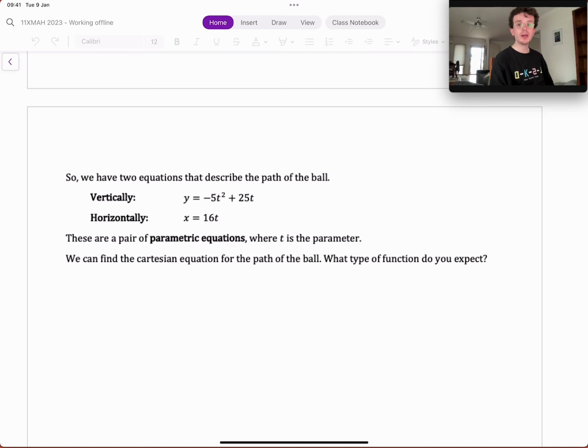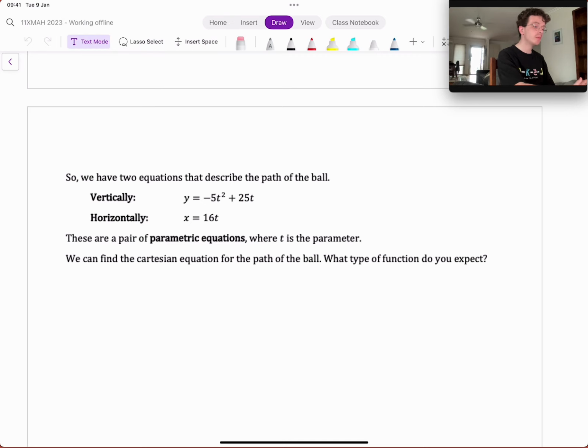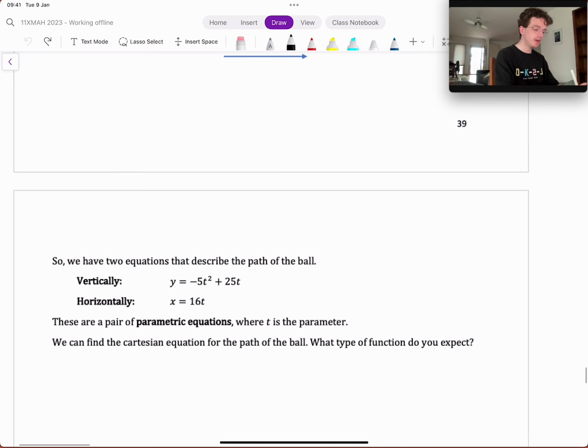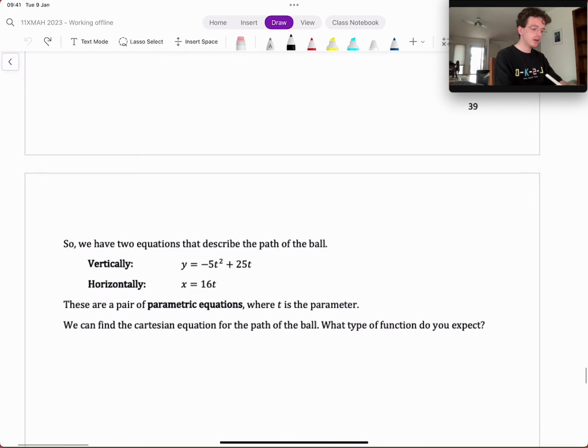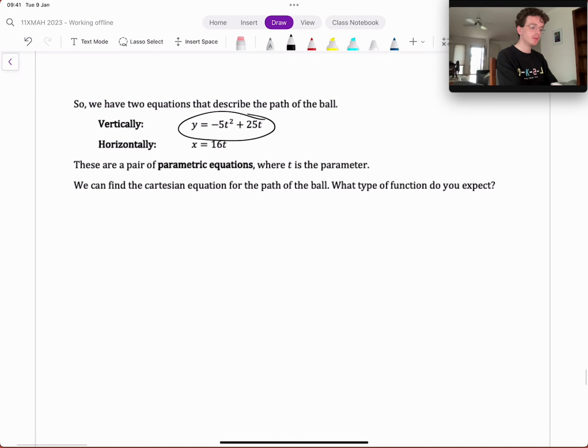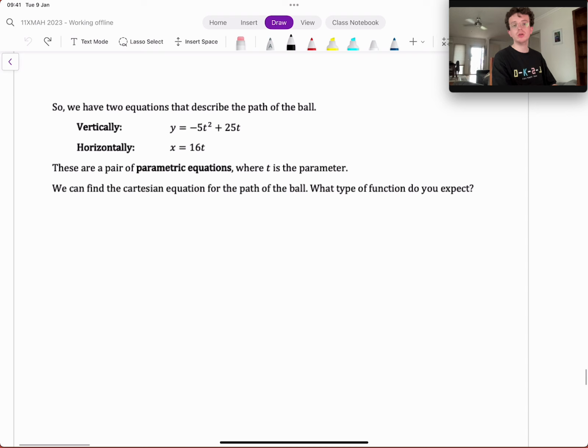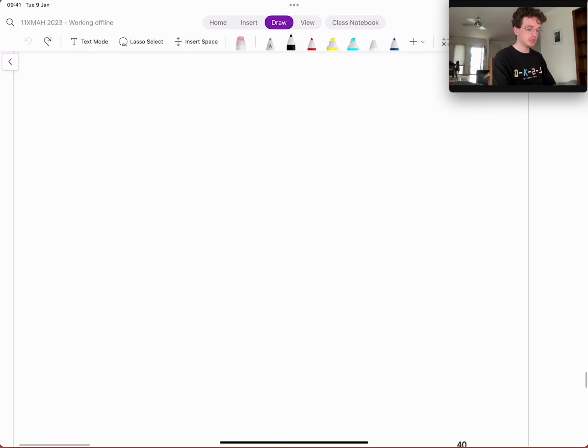Now these two equations define the movement of the ball with respect to a third variable, time, in the x direction and the y direction separately. So these two equations are telling us how time affects x individually, but also how time affects y individually. Now we can combine these two by making t the subject of one of these equations and combining the two equations to create a Cartesian equation.